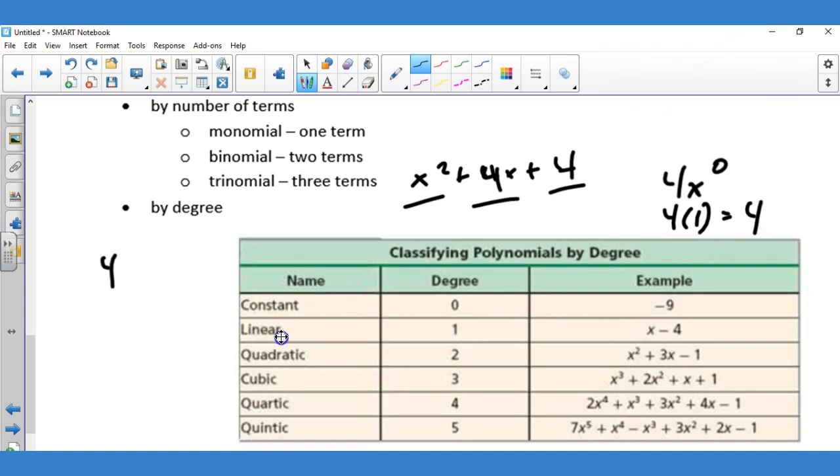If it was linear, linear will have a degree of 1. x minus 4: see, the degree right there is 1. The degree here is 0. So the largest degree is 1. That's linear.